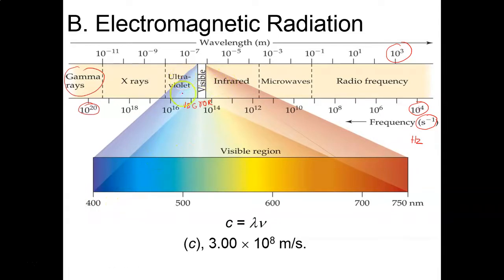So ultraviolet means beyond violet. So violet's the last color in the spectrum. This is your color spectrum. So ultraviolet means beyond that. So that's more energetic than visible light.